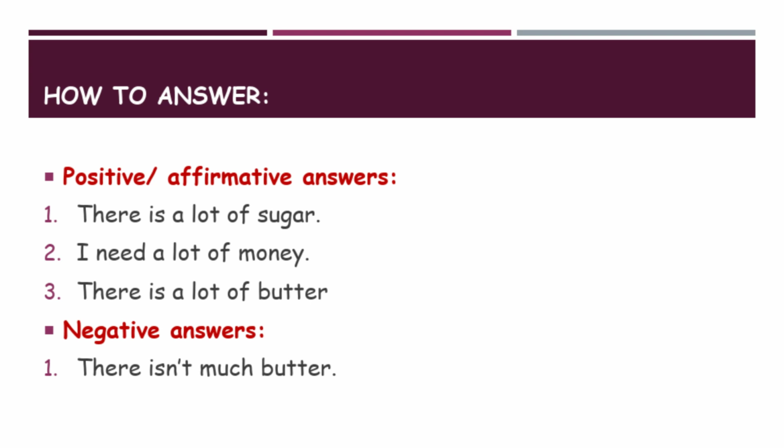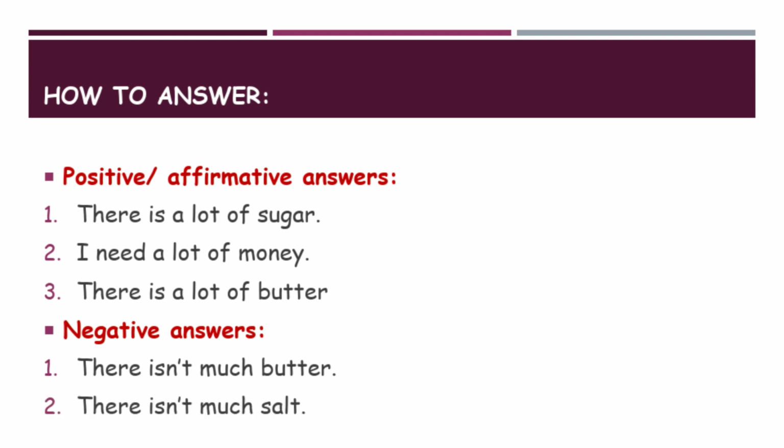There isn't much butter. If you can tell me here again what's going on. So we use a lot of with the positive answers, yes, and then much with the negative answers. Very good. So if you see the negative answers, we cannot say there isn't a lot of butter. No, that's super wrong because a lot of is only for affirmative and positive statements, and much is for the negative and question statements. Okay?